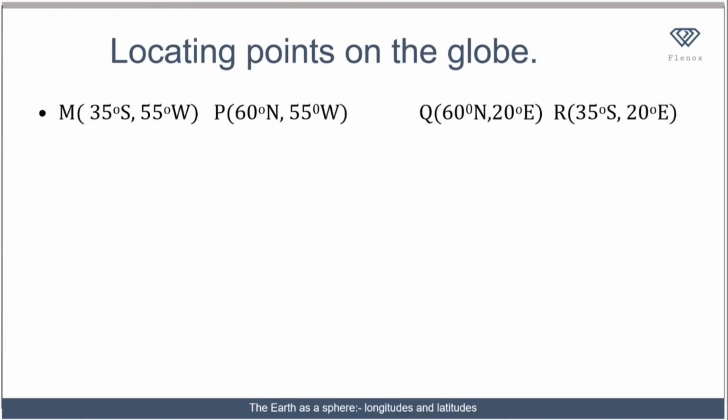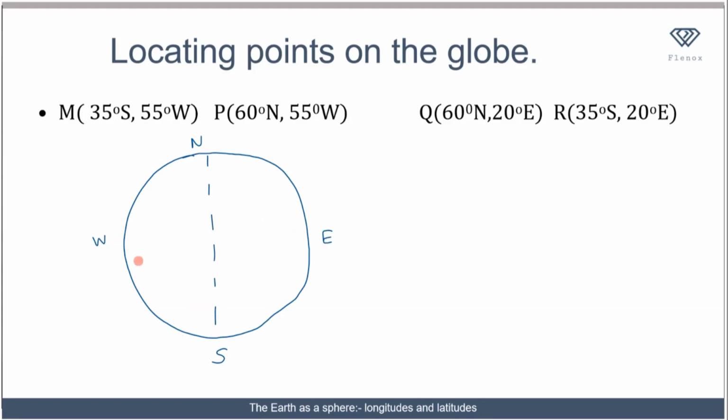First thing we want to do is draw out our globe as usual. So we draw out the earth and we label our coordinates. We have north here, we have south, we have our west and we have our east. So the first point we want to locate says that point M is at 35 degrees south. So we look for 35 degrees south. 35 degrees south is going to lie towards this direction. So we have 35 degrees south and 55 degrees west.